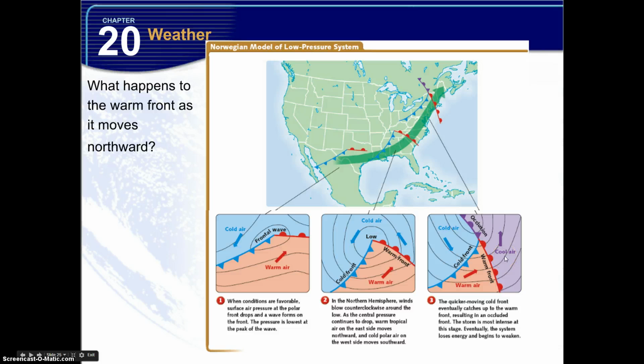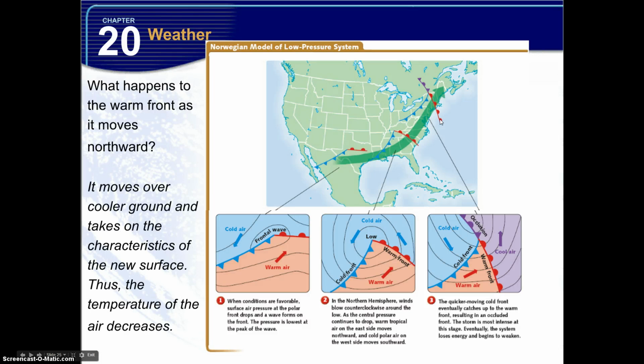So question, what happens to the warm front as it moves northward? Look at the different stages. Stage 1, you see the warm front here. Stage 2, and then stage 3. It moves over cooler ground and takes on the characteristics of the new surface. Thus, the temperature of the air decreases. You can also say that the moisture may decrease as well.